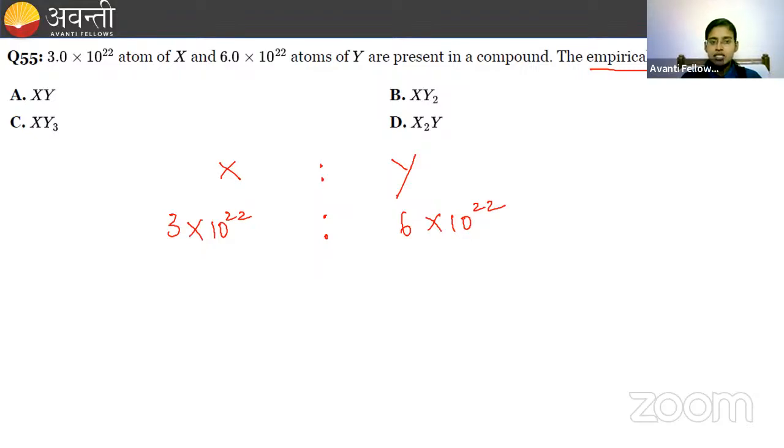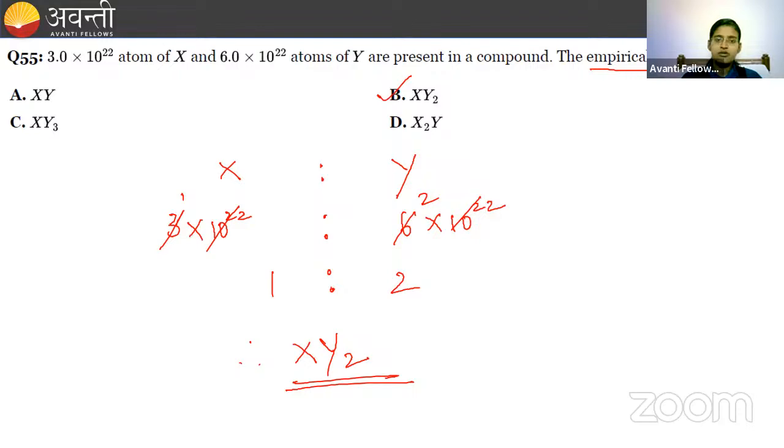If I cancel this, I will get 2. 10 to the power 22 and 10 to the power 22 get cancelled with each other, and here I am getting the ratio as 1:2. So therefore I have 1 X and 2 Y. Option B is the empirical formula for this compound. XY2 is the empirical formula. Got it? So let us go ahead with question number 58.